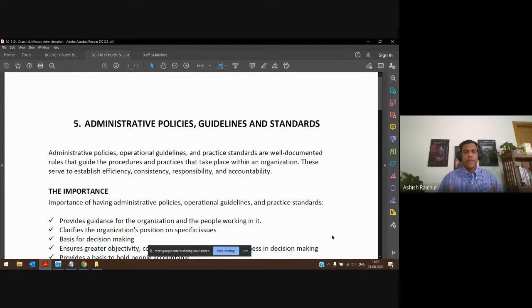So sadly, many churches and Christian ministries operate in this manner, meaning in a very ad hoc manner. The pastor or the leader would just say, you come and work for me, and they just take people on. There is nothing written, there is nothing documented. They don't have any policies or guidelines or standards for various roles and functions. I'm especially talking about churches, and everything seems so ill-defined.